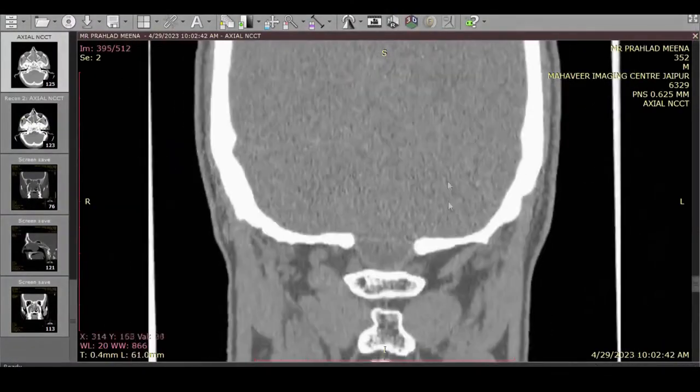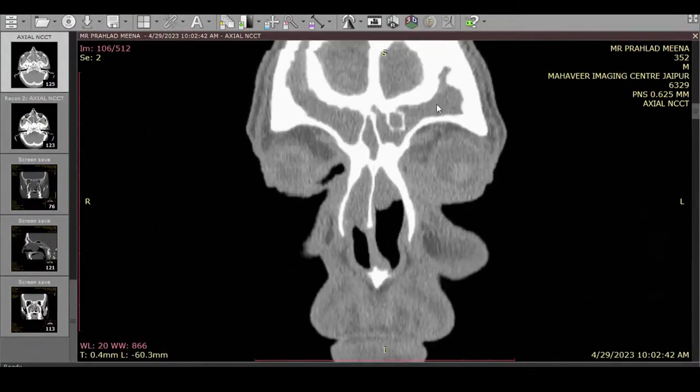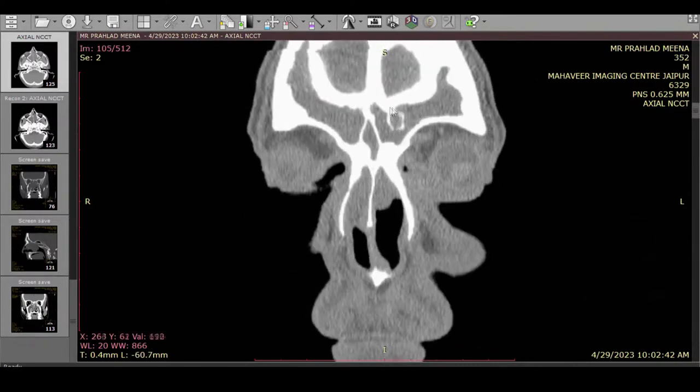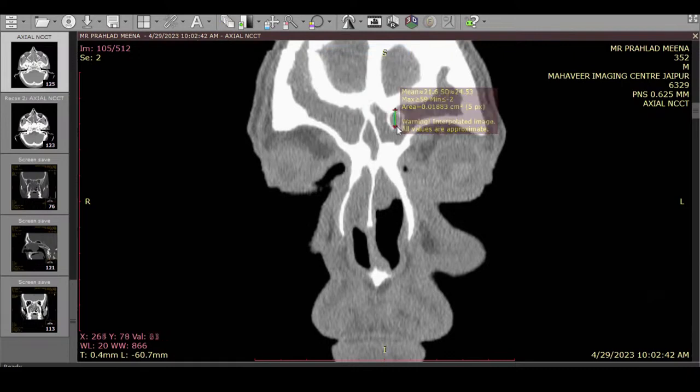Again, let me show you. Just a question. What is this cell? This one.